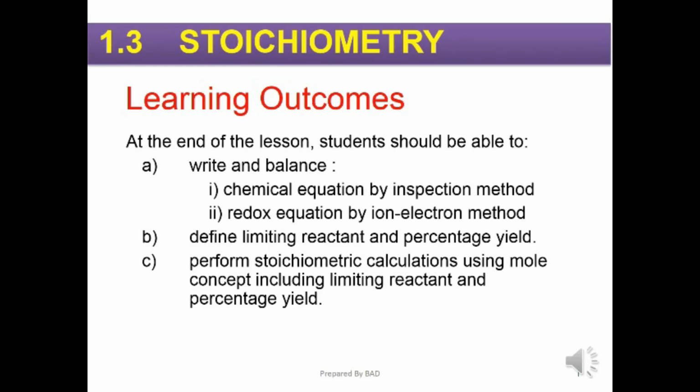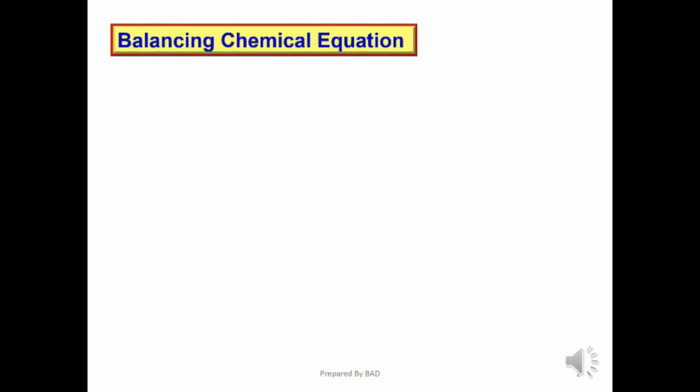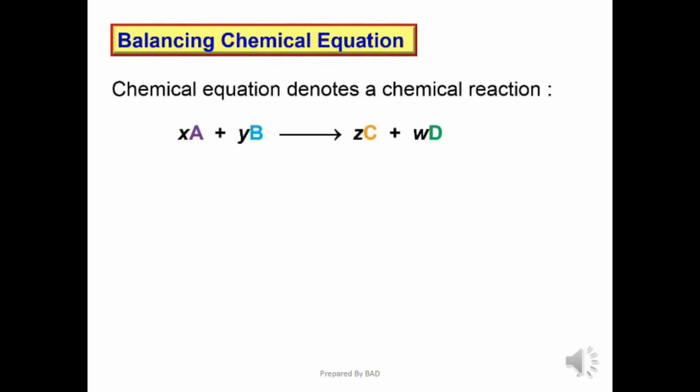So, what is stoichiometry? Stoichiometry is a quantitative relationship between reactant and product. The most important thing in stoichiometric calculation is balanced chemical equation. Balancing chemical equation. Chemical equation is a shorthand expression for a chemical reaction. The reactants are written on the left side and the product on the right side of the equation.